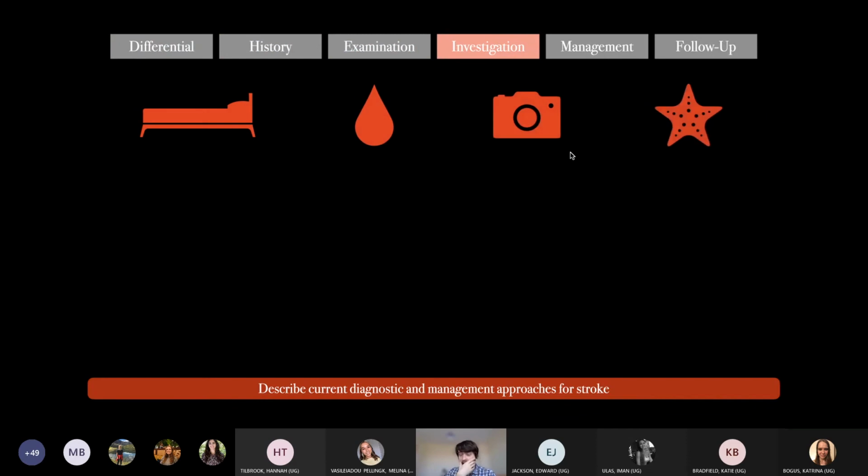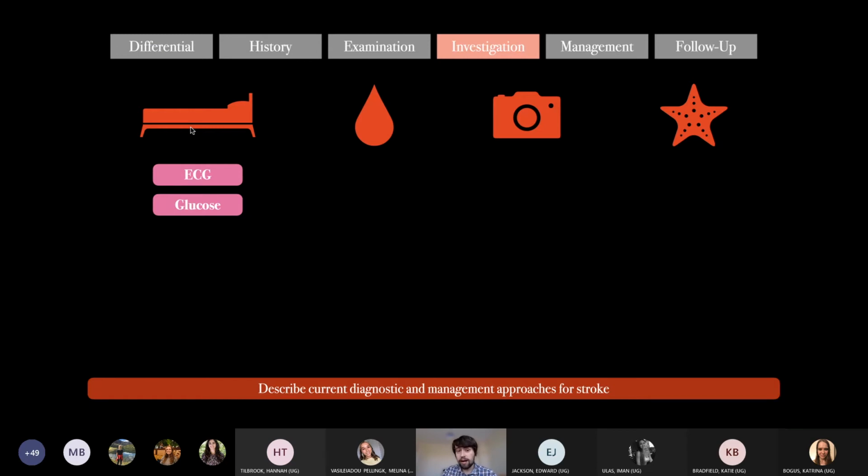So investigations, as we said this morning, there is a systematic way to always look at your investigations. Never shoot from the hip because you'll miss stuff. Bedside, bloods, imaging, and special. I didn't know what to put for special, so I put a starfish because I like marine stuff. So at the bedside, you're going to do an ECG and you're going to do glucose. You're going to do an ECG because arrhythmias make your blood wibbly wobbly and splashing about.